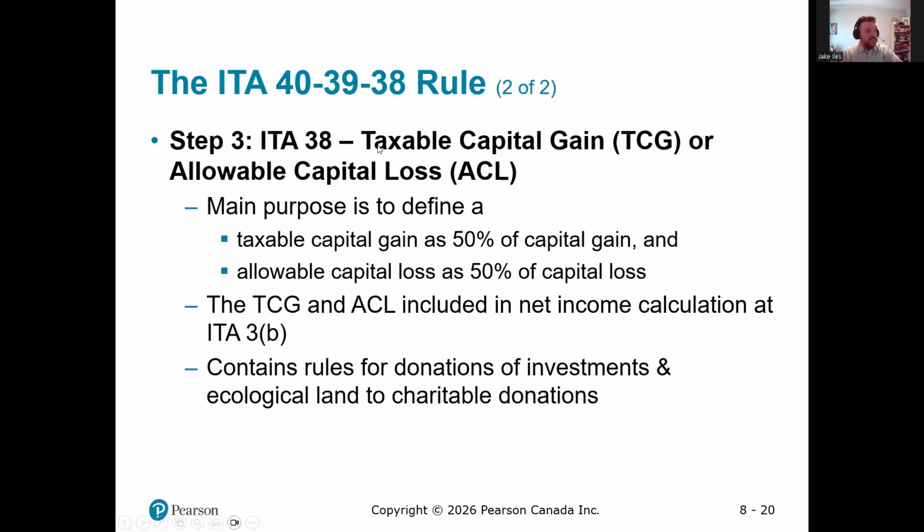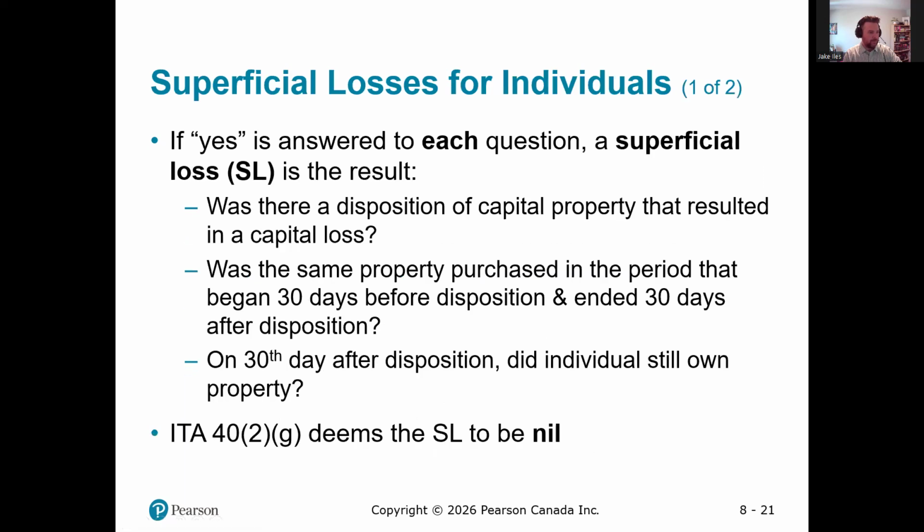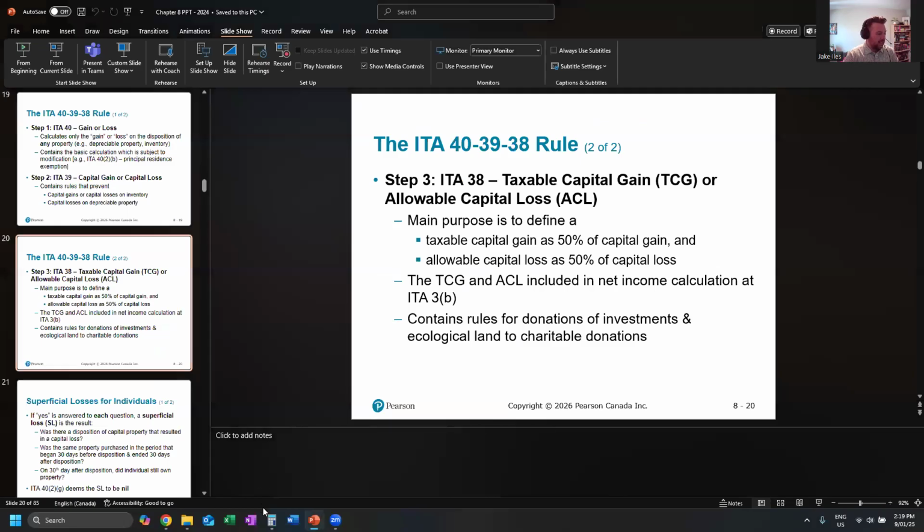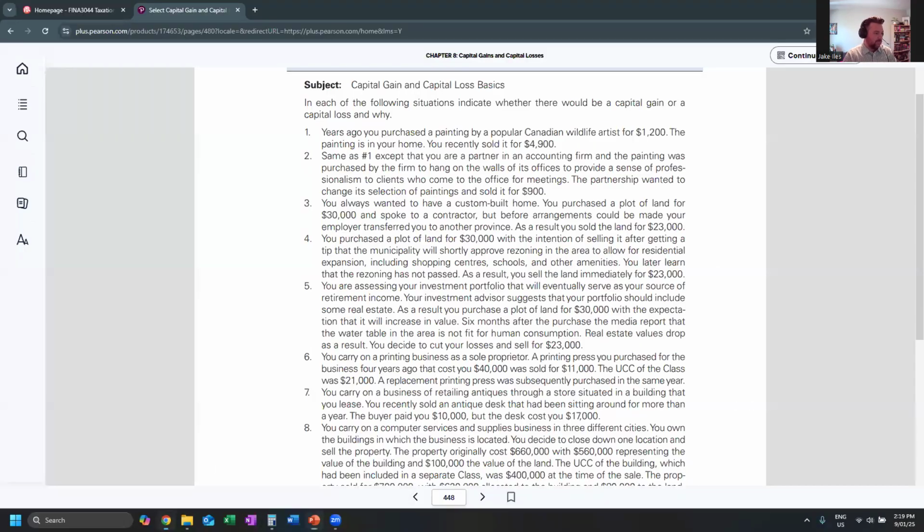So we always look for taxable and allowable. These are the amounts that are after the 50% inclusion. All right, I'm not going to go into superficial loss. I will save that for the next video.